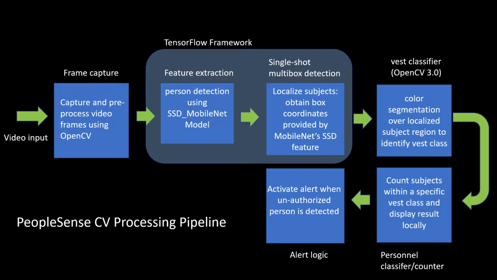Within these regions of interest, color segmentation is then performed by OpenCV. Digital color masks are used in order to segment the colors within these regions of interest. This is used to identify the vest class by color: green for a worker, red for a supervisor. Bitwise operations with these color masks allow for the determination of the count of red or green pixels within the region of interest. This allows classification of the vest class.